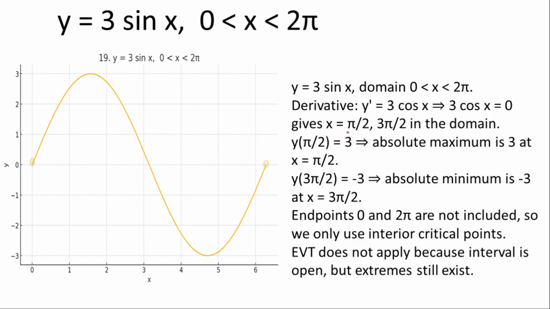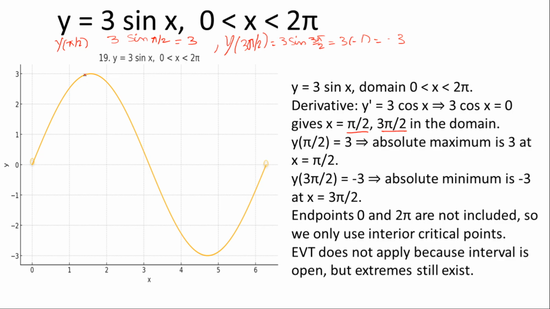So π/2 and 3π/2 are the critical points, and when we substitute these points into y = 3 sin x, y of π/2 is 3 sin π/2. Sine 90 is 1, so 3 into 1 is 3. And y of 3π/2 is 3 sin 3π/2, that is 3 into minus 1, equal to minus 3.